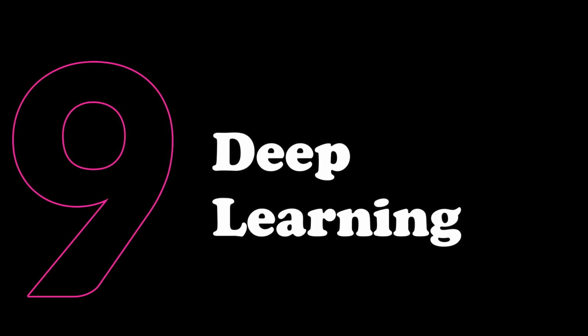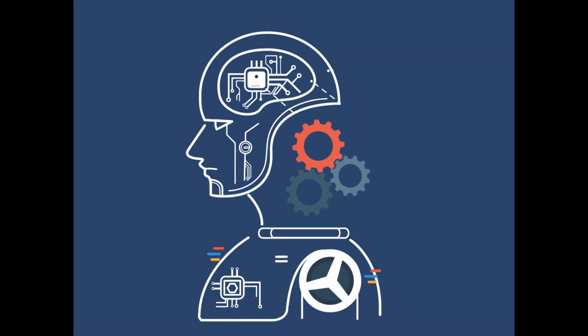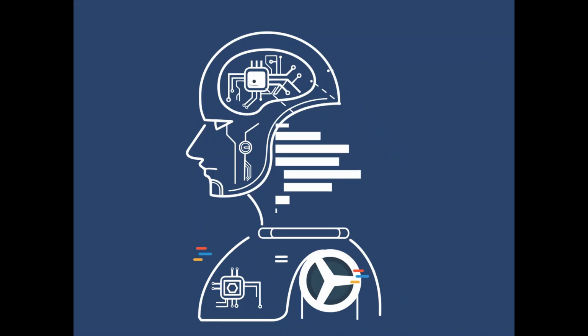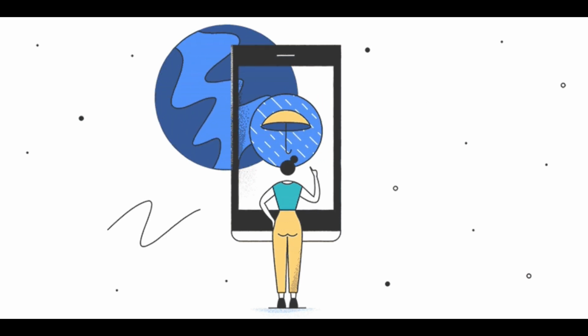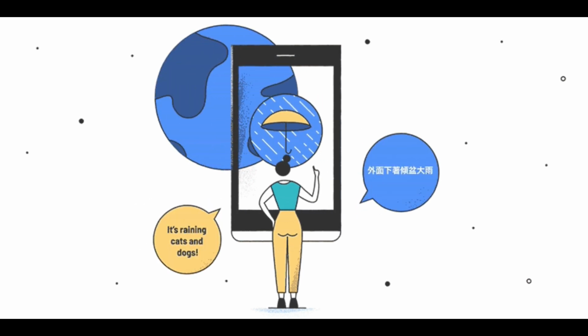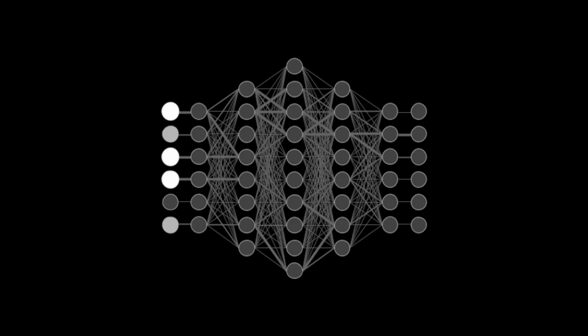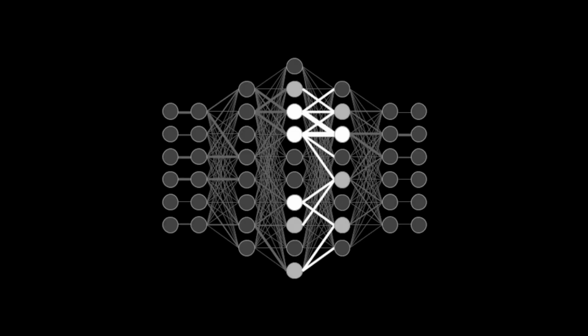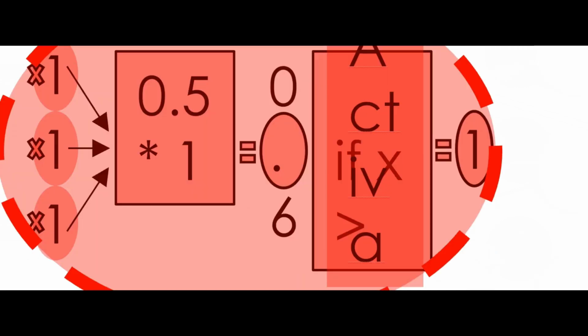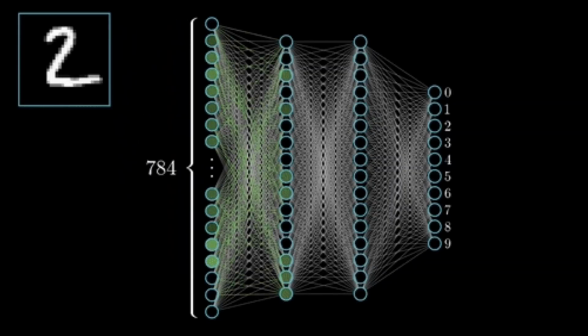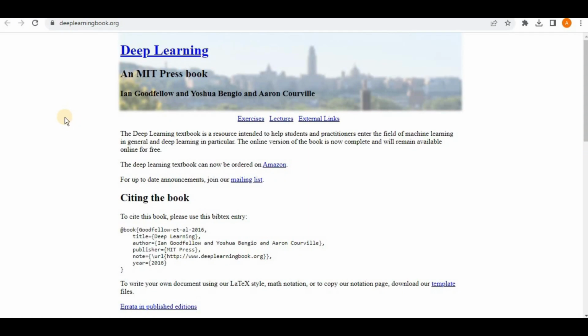The ninth milestone of our AI engineer journey is deep learning. The knowledge of deep learning is very important for becoming an AI engineer because deep learning is a subset of machine learning that focuses on artificial neural networks with multiple layers. Deep learning algorithms have revolutionized various fields of artificial intelligence due to their ability to automatically learn complex patterns and representations directly from data.